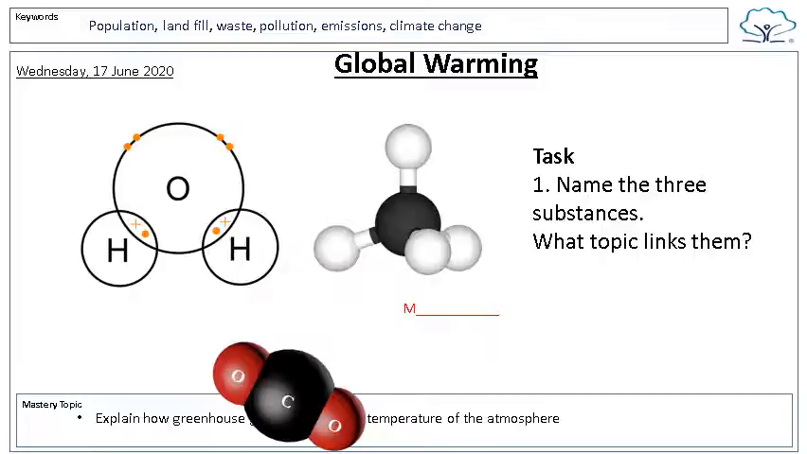So on the left, I've got 2 H's, hydrogens, and 1 oxygen, H2O, water vapour. Next one, I've got the big black circle representing carbon, and I've got 4 hydrogens. I've got CH4, that's methane. And then the one at the bottom, I've got C and 2 O's, CO2, that's carbon dioxide. So I've got water vapour, methane, and carbon dioxide.